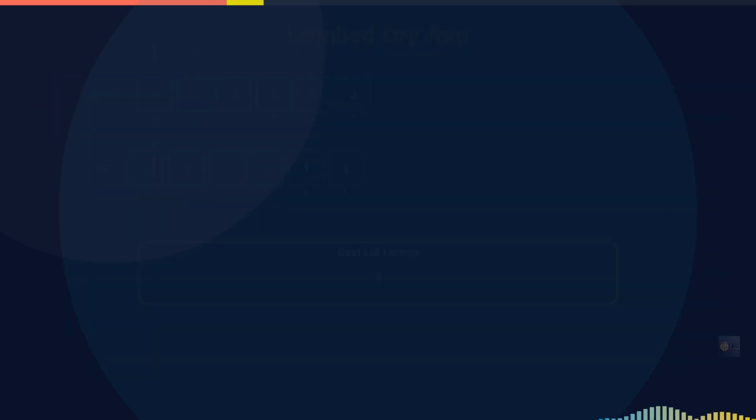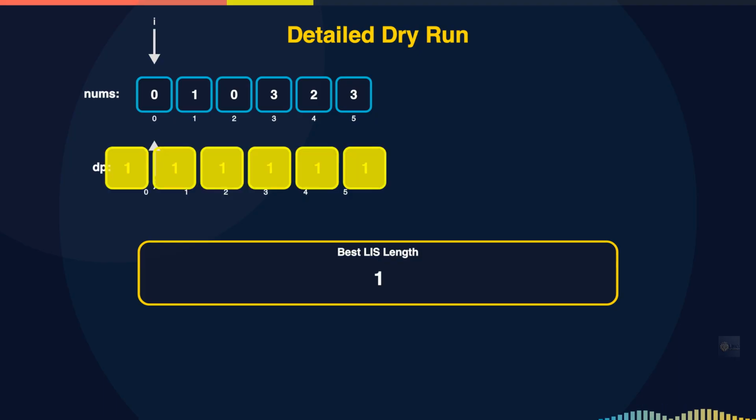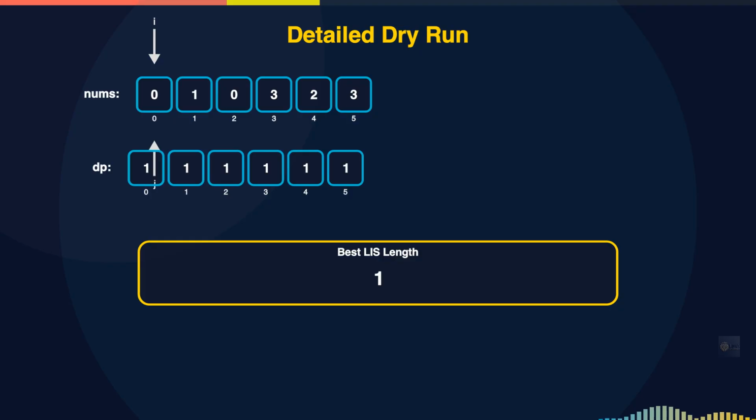Let us dive into the dry run. Look at the screen. Our input array is 0, 1, 0, 3, 2, 3. On top we see nums, and below we track the DP array. Pointer i marks the current ending position, and pointer j scans all earlier positions. We initialize every DP cell to 1, because each element alone is a subsequence of length 1.